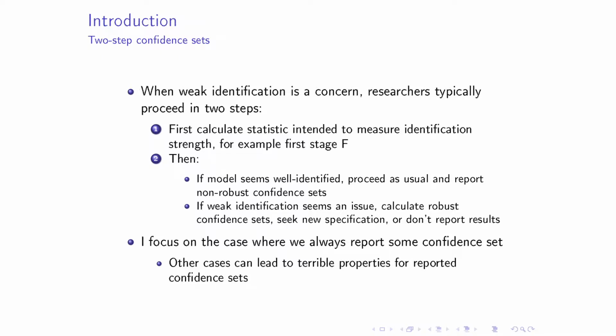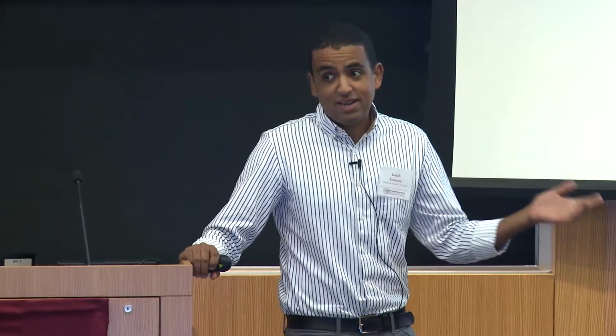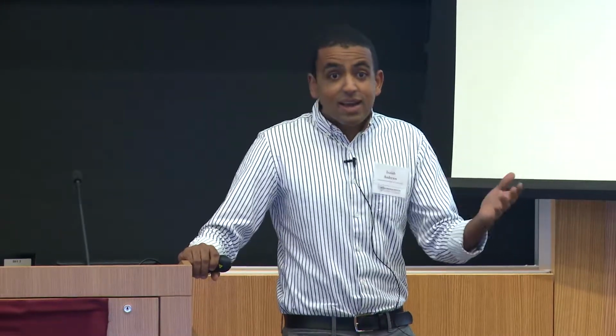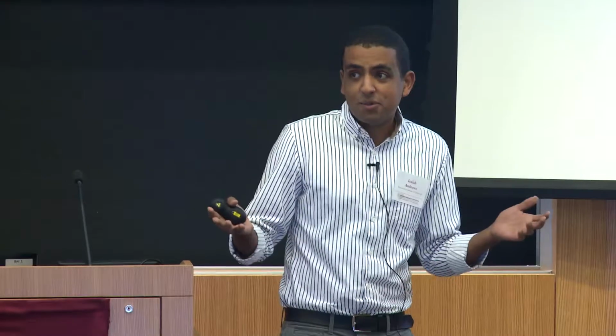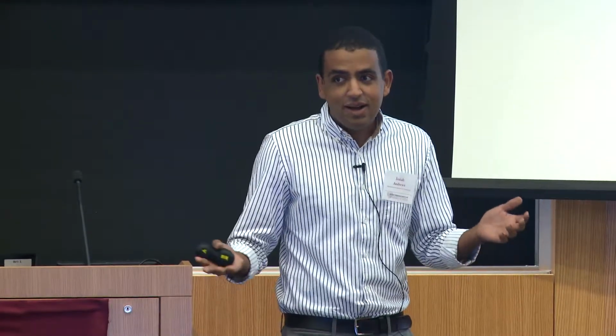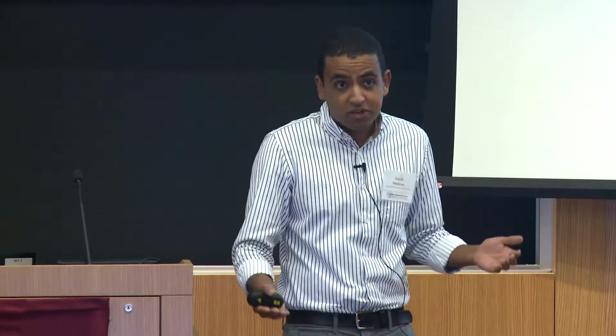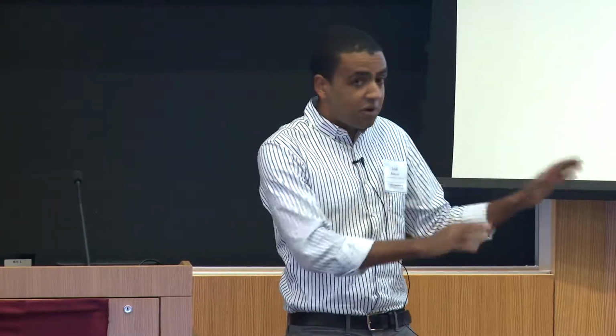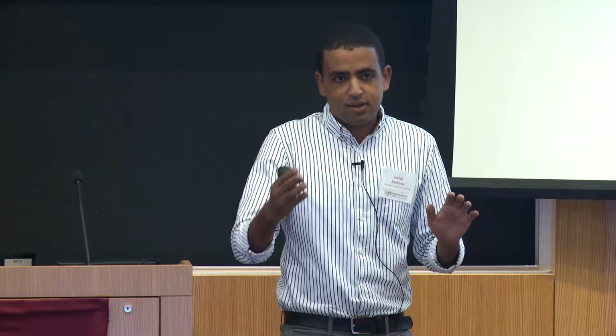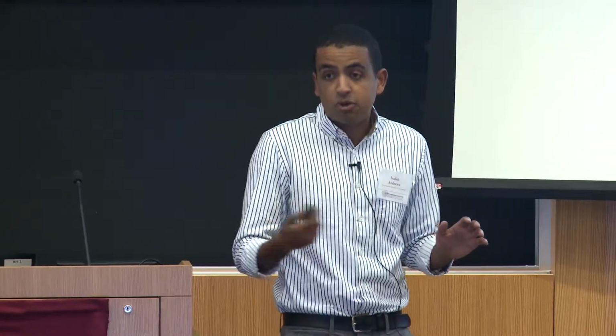For the purposes of this project, I'm going to focus on the case where we always report some sort of confidence set. The reason for this is that the other cases can lead to really terrible properties for reported confidence sets. Just to get a flavor of this, think of a world in which no instruments have any identifying power whatsoever. In that case, purely by chance, I'll still sometimes observe a large value of the first stage F-statistic. But whatever confidence set I report, conditional on observing that value, is still going to be garbage. So here I'm going to focus on the case where, if we think that there's an identification problem, we'll report some sort of robust procedure.